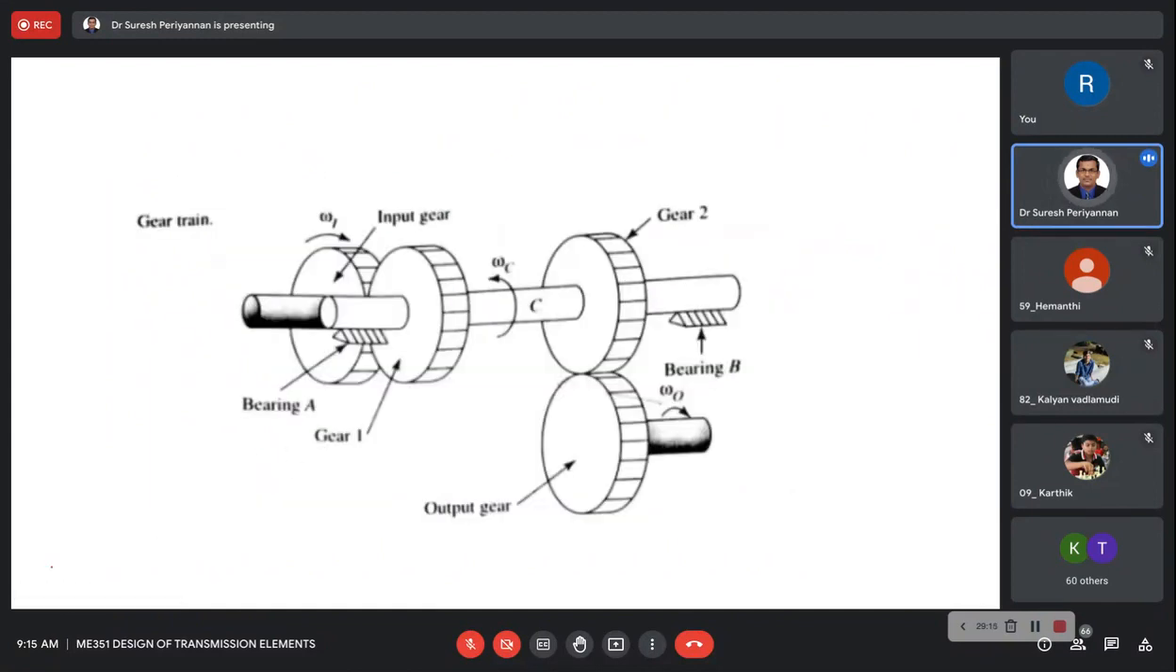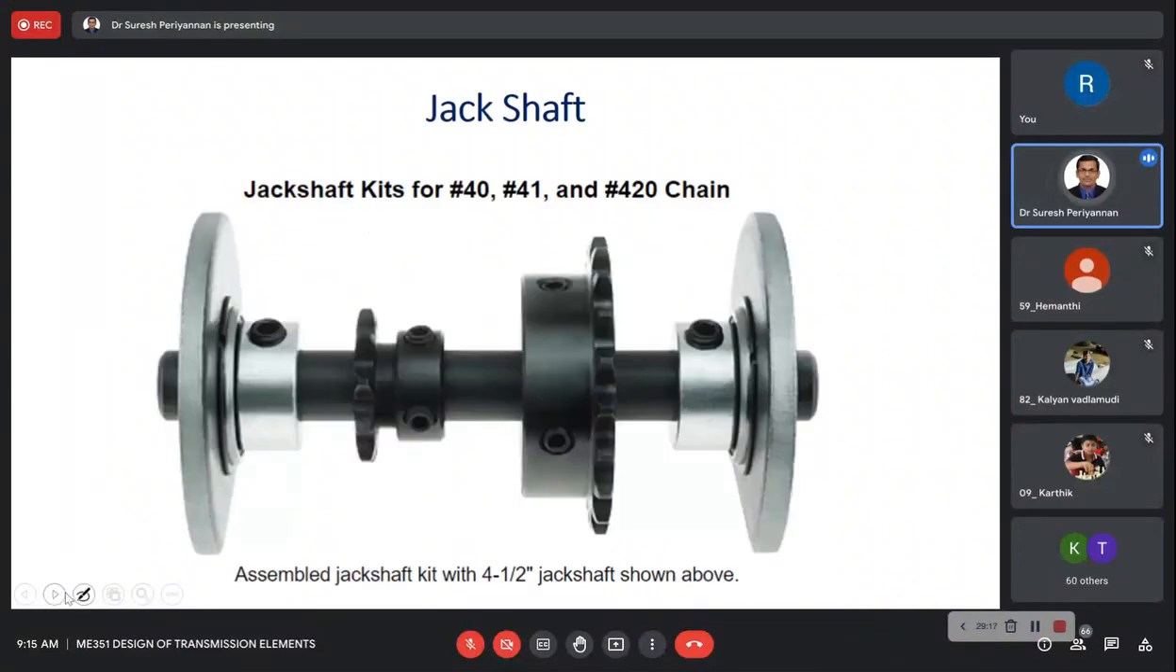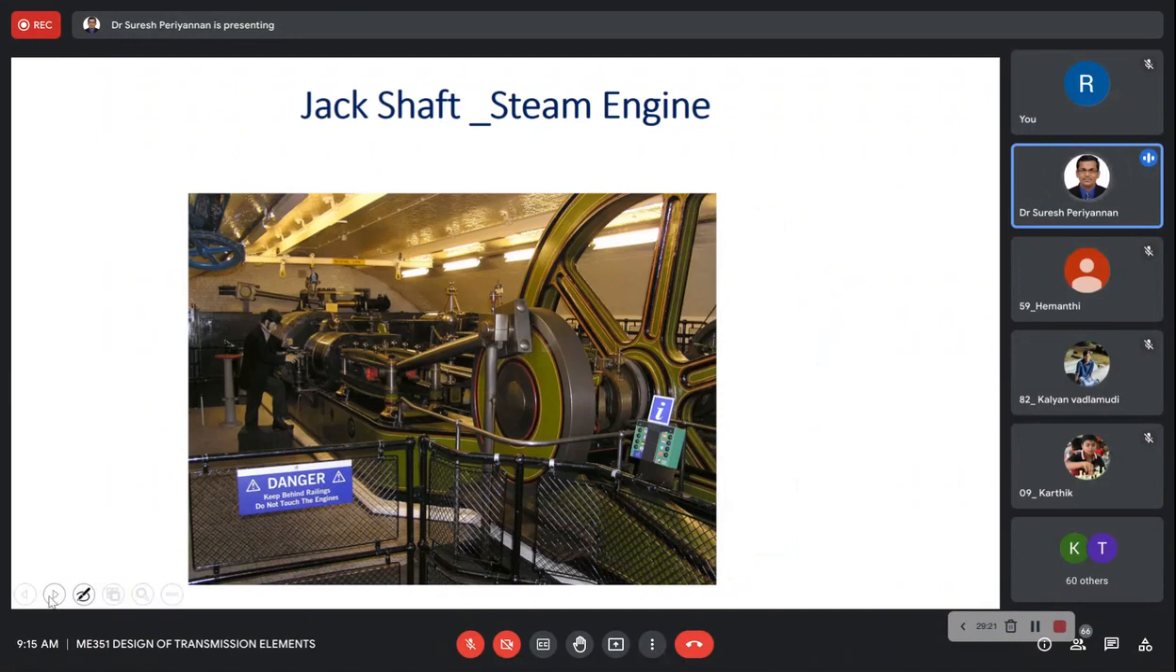Now, this is also a counter shaft. For example, this is a jack shaft, also called an intermediate shaft. Jack shaft application is in the steam engine.